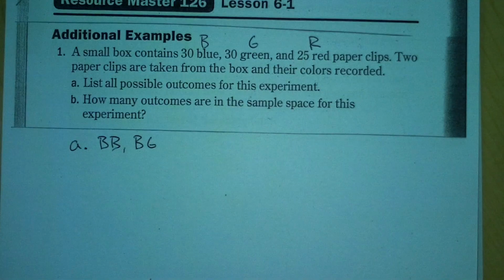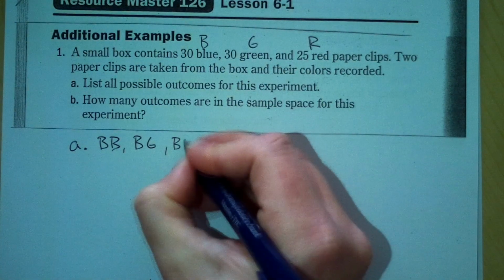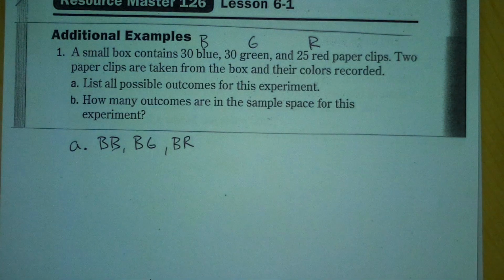So yeah, those would be all our options there. And then it just wants to know how many outcomes are in that sample space. Well, how many combinations do we have there? Yeah, 6, right? So if there were just 6 possible outcomes we came up with, we would have 6 outcomes in our sample space.